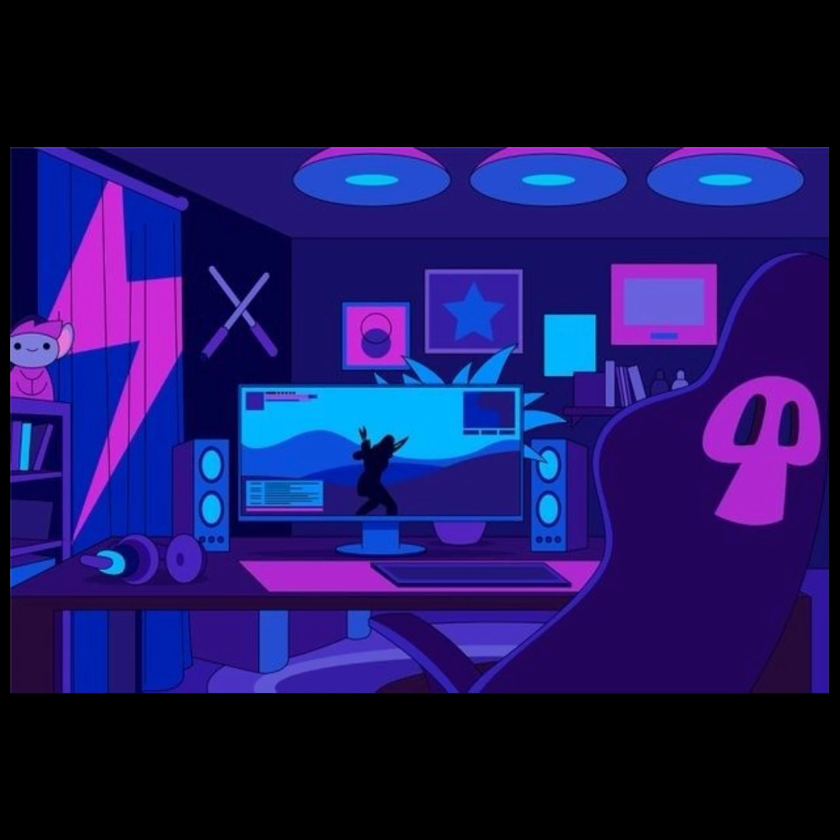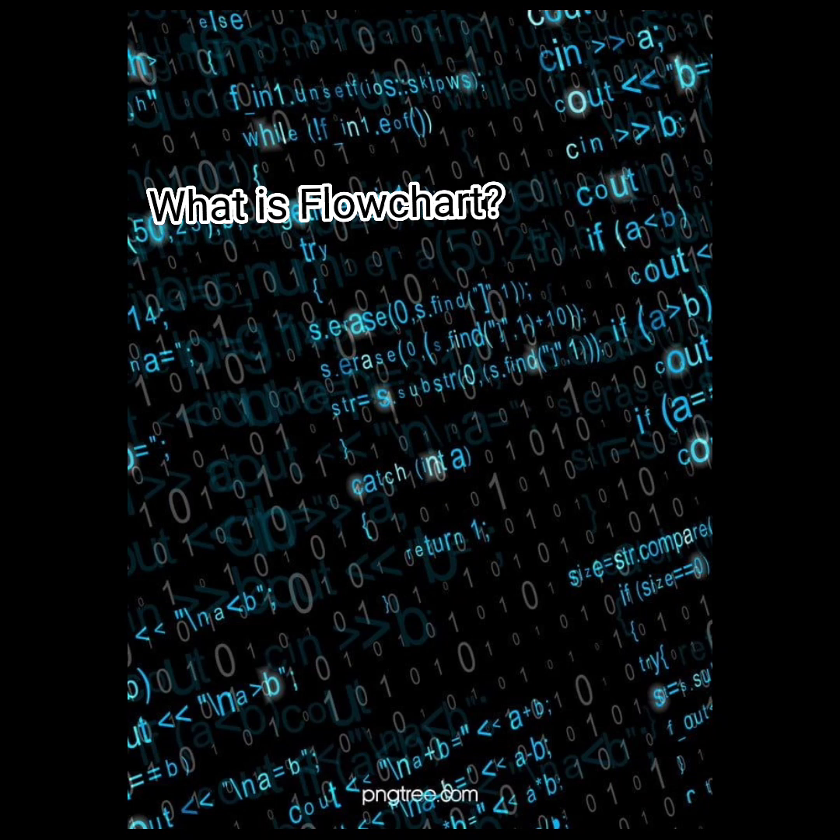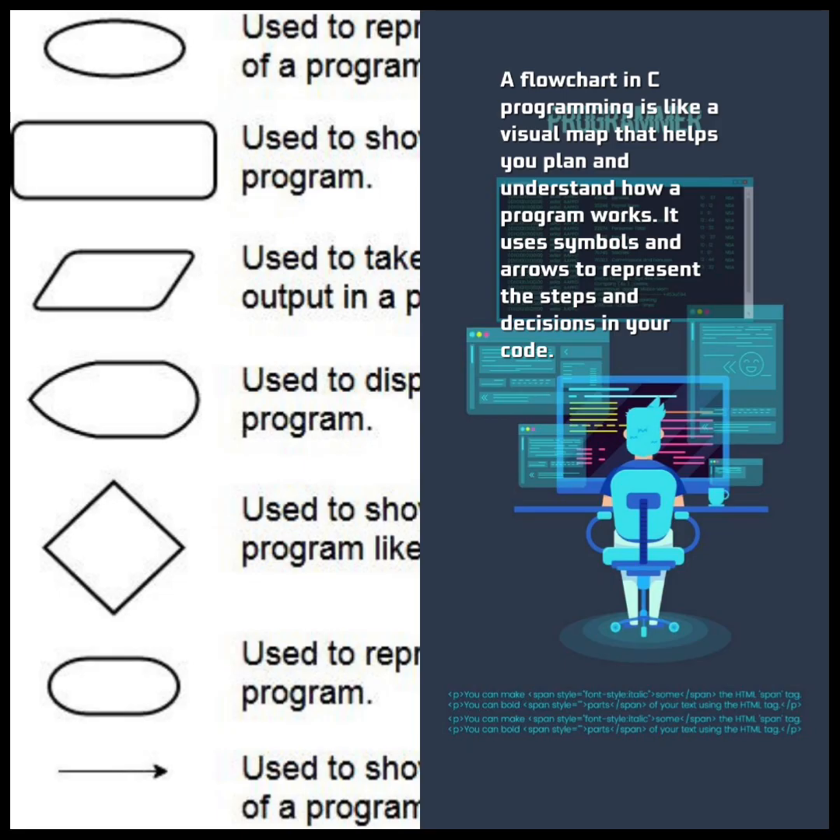Now we're going to talk about flowcharts in learning C. So the question, what is a flowchart? A flowchart in C programming is like a visual map that helps you plan and understand how a program works. It uses symbols and arrows to represent the steps and decisions in your code. Imagine it is a roadmap of your program.